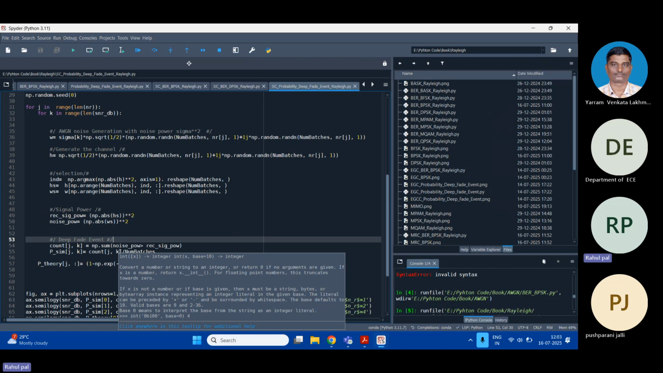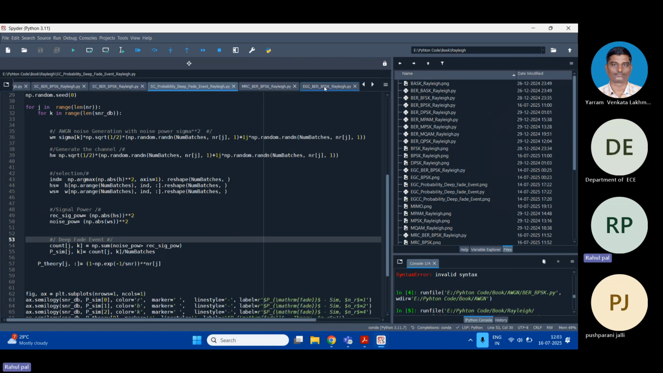Okay. For example, we have 100 channels, 1,000 channels. So out of 1,000 channels, we have to check how many times my signal power is lesser than the noise power, or we can say the noise power is greater than the signal power. So we have to calculate all of those such events. We have to divide by the total number of events. Okay, then now we can get the probability of each event.